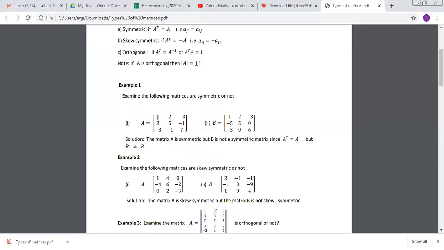So clearly, what is A transpose? This is our first row; write it as a column: 1, 2, minus 3. Next, second row 2, 5, minus 1. What is the second column? 2, 5, minus 1. Third row minus 3, minus 1, 7. What is the third column? Minus 3, minus 1, 7. That means this matrix is a symmetric matrix.